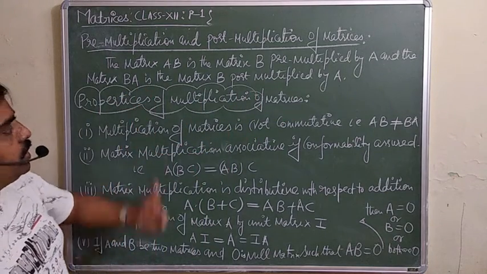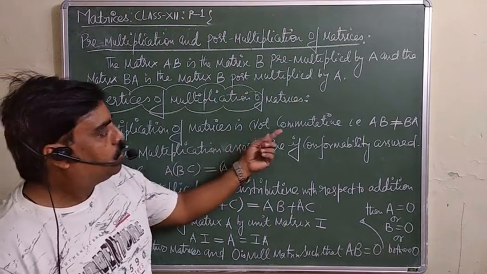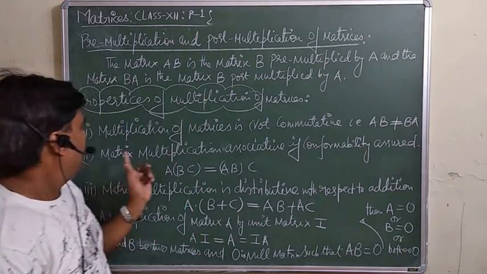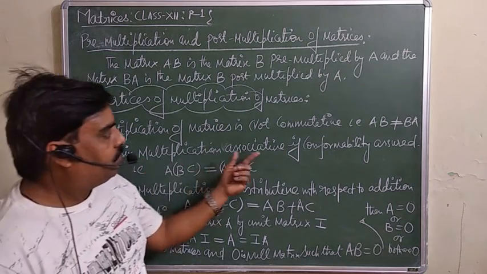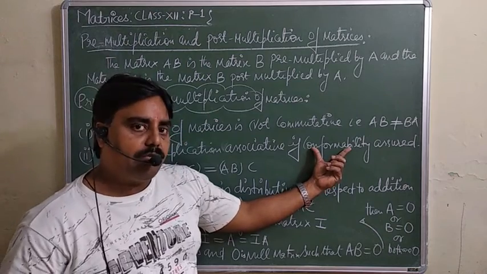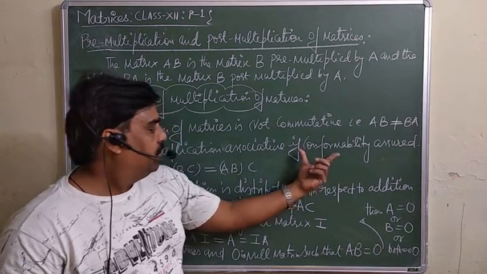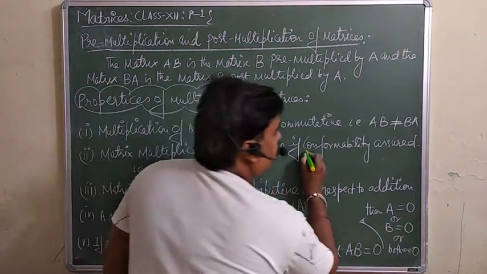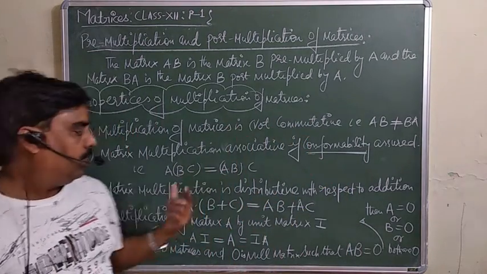Now the properties of multiplication of matrices. Multiplication of matrices is not commutative, meaning A into B is not equal to B into A. But matrix multiplication is associative if conformable, meaning if the addition or subtraction of two matrices is possible, they are known as conformable matrices, then AB into C will be equal to A into BC. This is the condition which must be satisfied there.